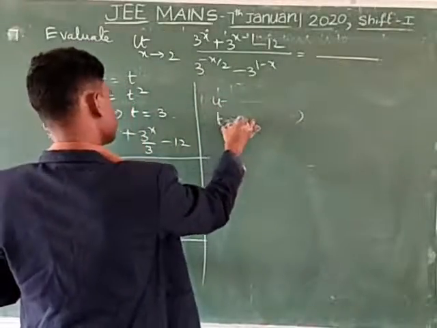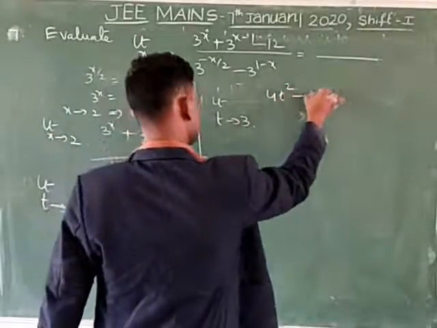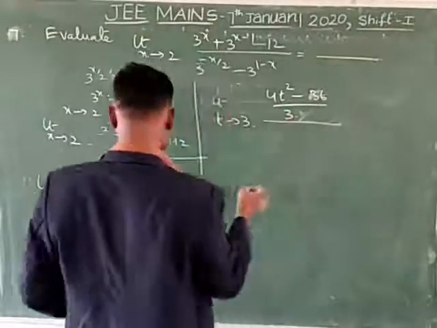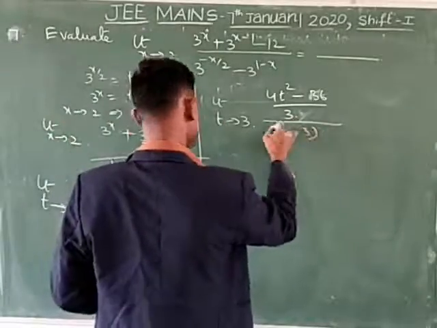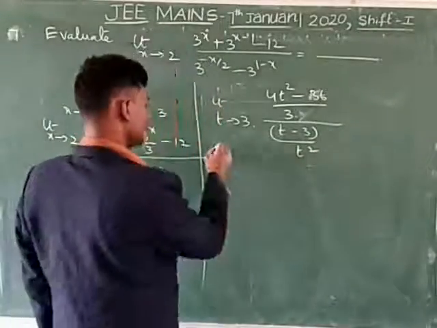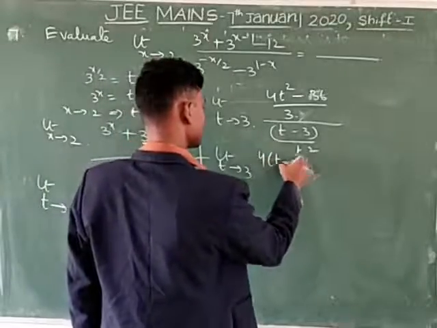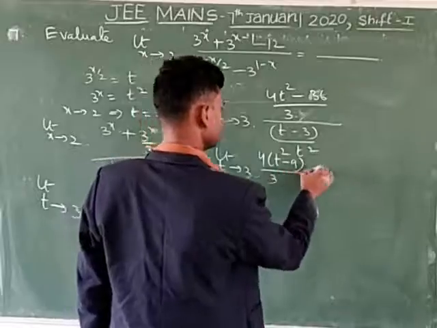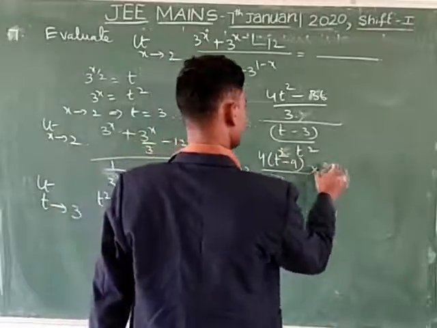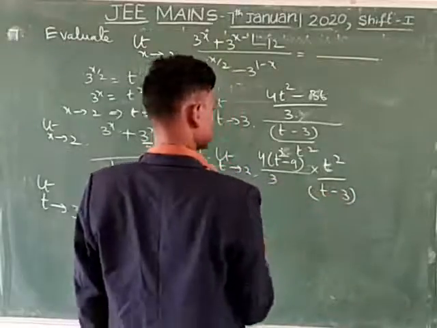Limit t tends to 3. Now here 3 ones are 3 plus 1 is 4, t squared minus 12, 12 into 3 is 36, by 3. Here the denominator you have to write as (t minus 3) by t squared. Now you have to rewrite limit t tends to 3, here 4 common, t squared minus 9 by 3. Here t squared going to the numerator, then t minus 3. Now okay, now.